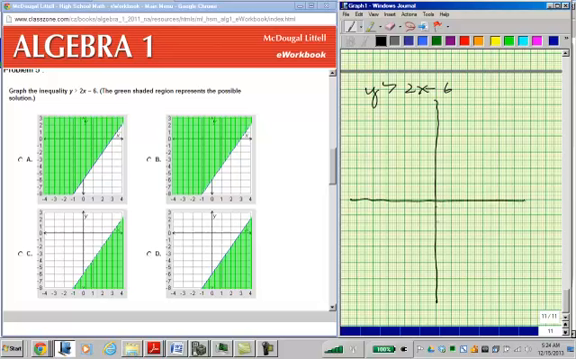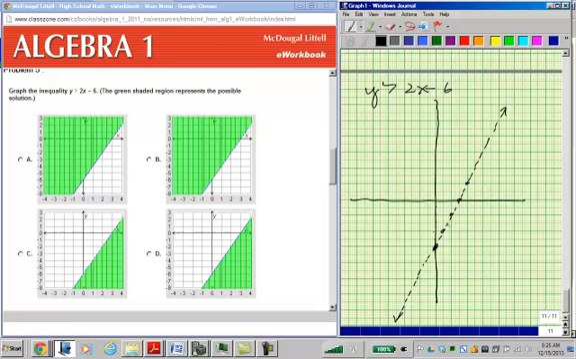1, 2, 3, 4, 5, 6. That's the y-intercept. The slope is 2, up 2 and over 1, up 2 and over 1, up 2 and over 1, up 2 and over 1. Notice I do this from the y-intercept. Now the line is broken because it's greater than. It doesn't have the equal sign on there. So it goes this way and that.